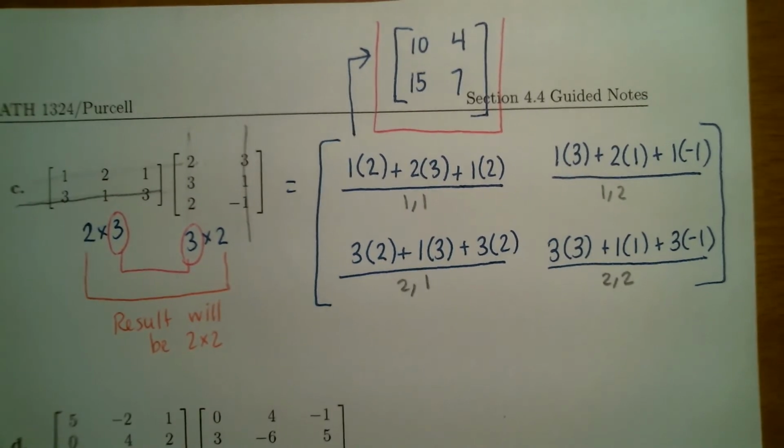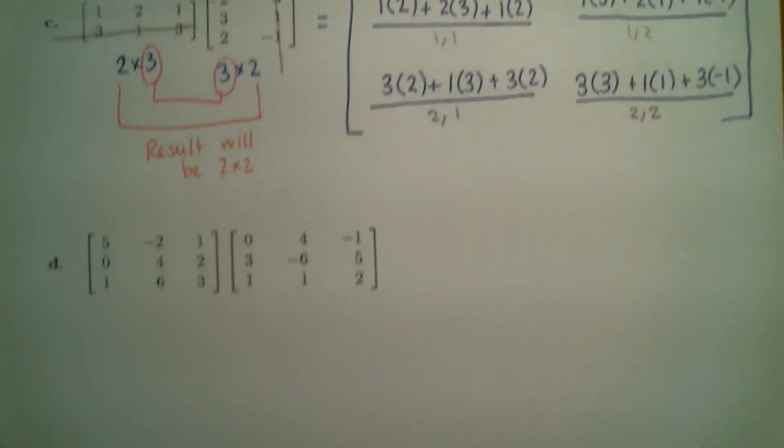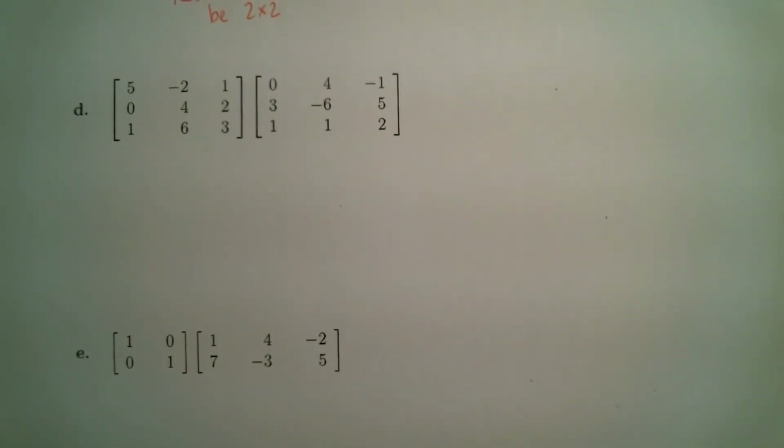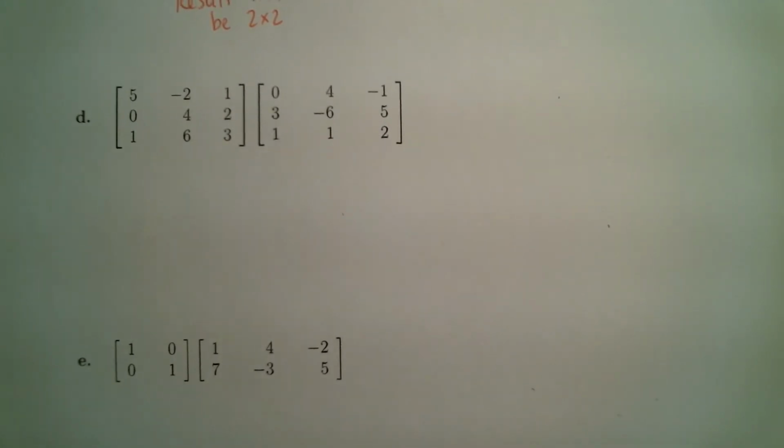All right, let's try another one. Here's example D, and these are pretty large matrices. They are both 3 by 3s. This one can get a little complicated just because there are going to be a lot of elements here. So you've got to be really careful. Make sure you pay attention, you're putting everything in the right place, and you're watching your signs.